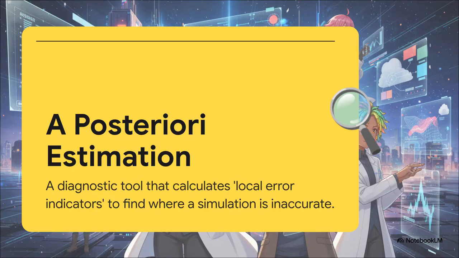But how does the camera know where to focus? That's the key question, right? Well, we use a technique called a posteriori error estimation. It sounds complicated, but the name literally just means after the fact.